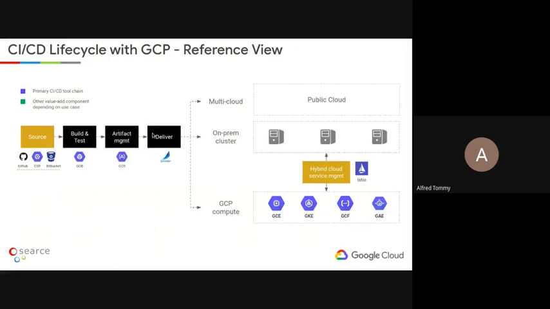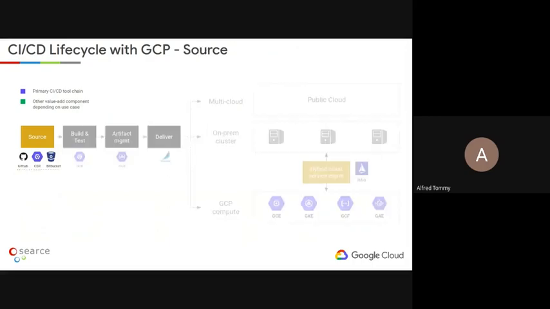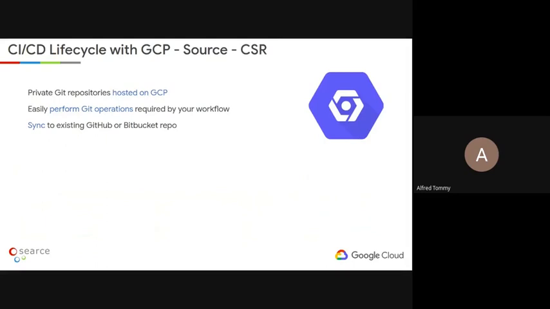Let me cover each and every one of these concepts one by one, while also showing you practical demonstrations of the same. The very first step that we're talking about is the source code step. This is the initial step in the DevOps lifecycle or the CI/CD pipeline. Here we're going to talk about Google Cloud Source Repositories.